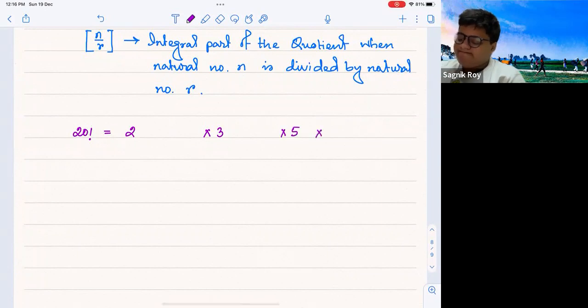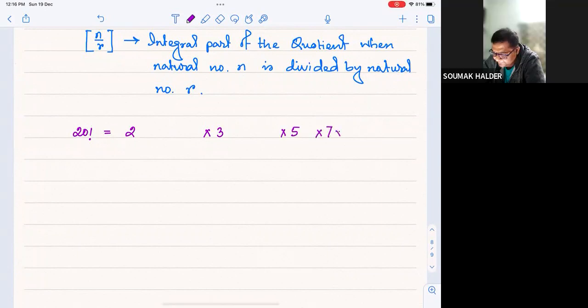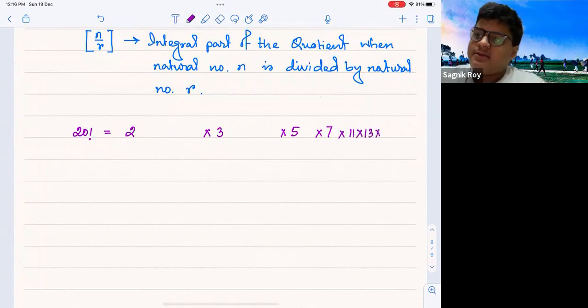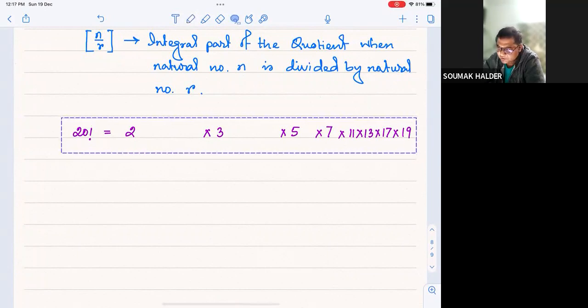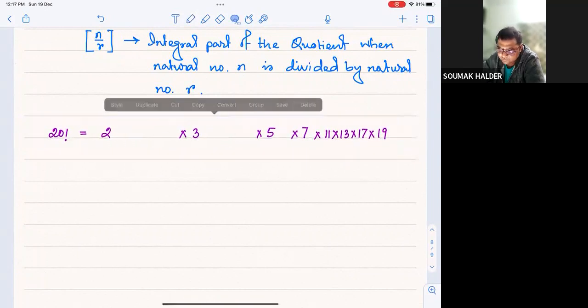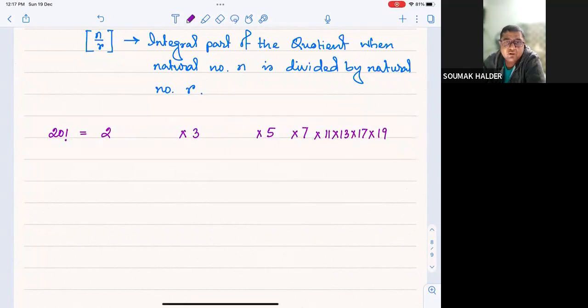2, 3, 5, 7, then 11, 13, then 17, then 19. So 8 primes will appear because within the first 20 natural numbers, these are the 8 primes. So definitely whatever composite numbers are found, they will be made of these primes only.